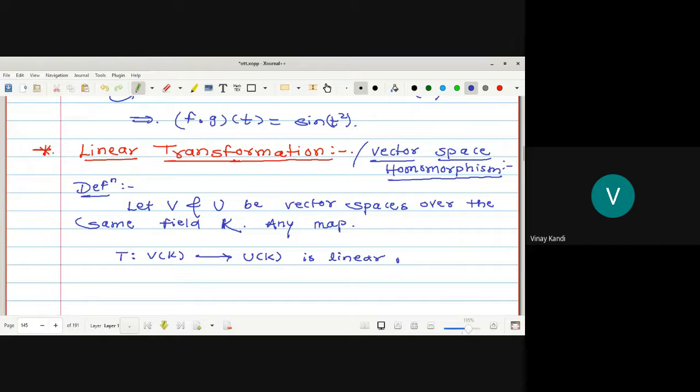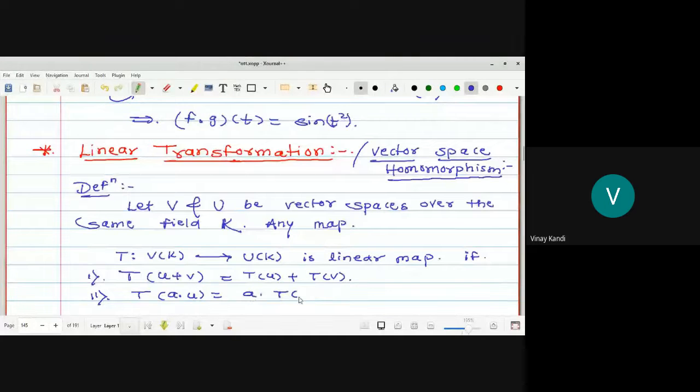It's a linear map if the first condition holds. What is that first condition? T of u plus v is equal to T of u plus T of v. These are the small u and v. And the second one, T of a into u is equal to a into T of u, where u and v belong to capital V and a belongs to that field K. This a belongs to field K, and u and v are the two vectors from vector space V over K.